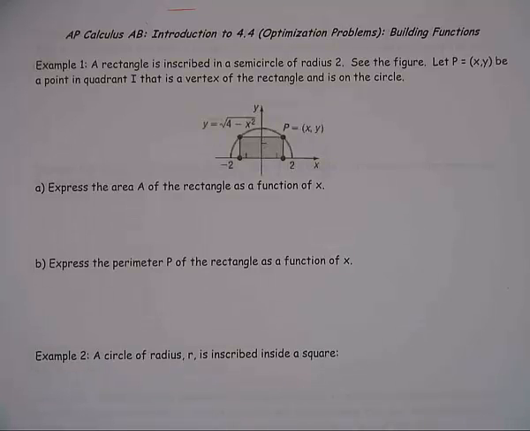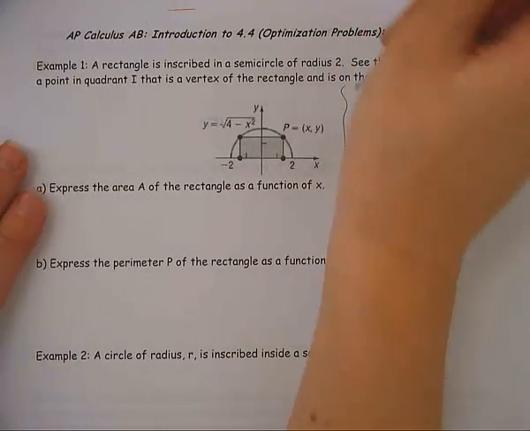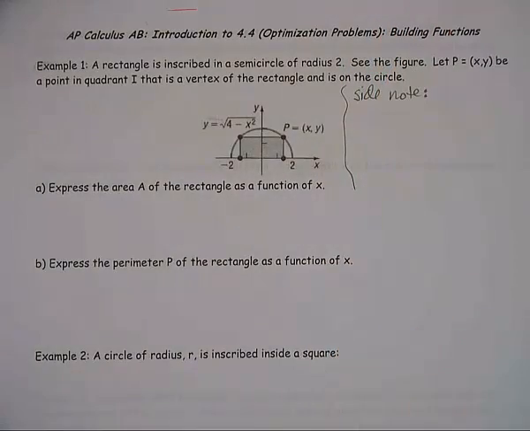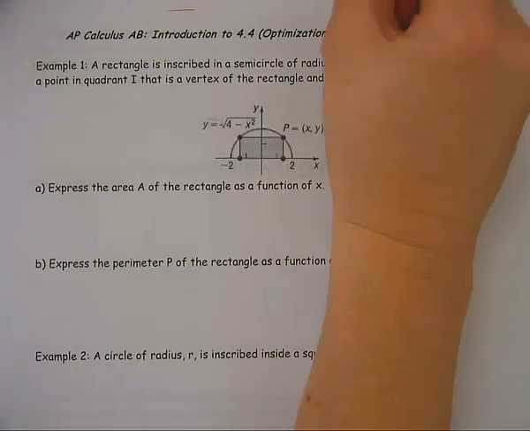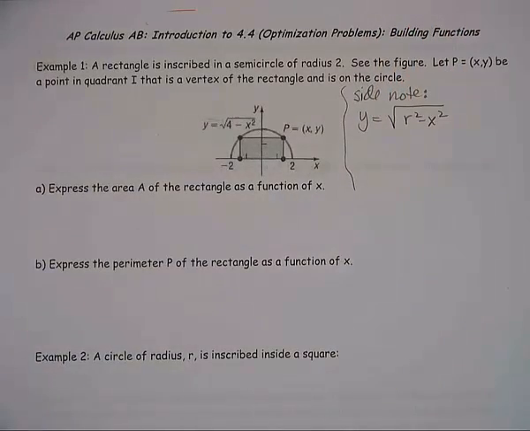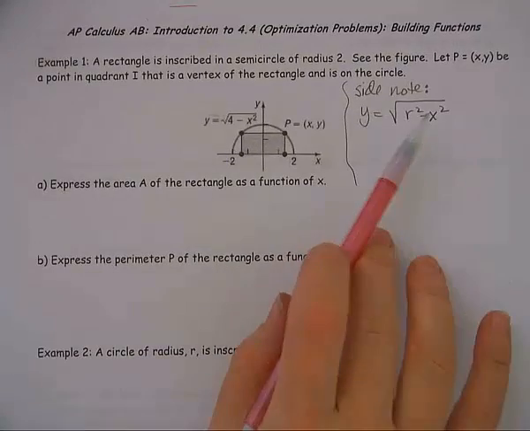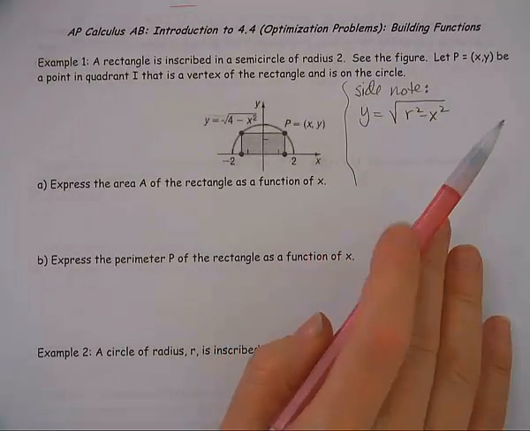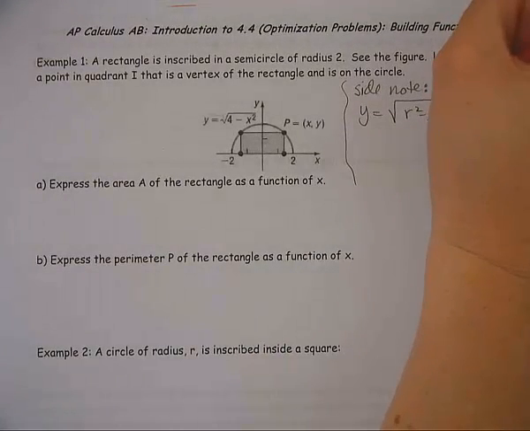So in example 1, we've got a rectangle inscribed in a semicircle of radius 2. If you don't mind, I'd like to pause for a second and introduce, if you haven't been introduced already, the equation of a semicircle. Anytime you have y equal to the square root of r squared minus x squared, that's the equation of a semicircle of radius r.